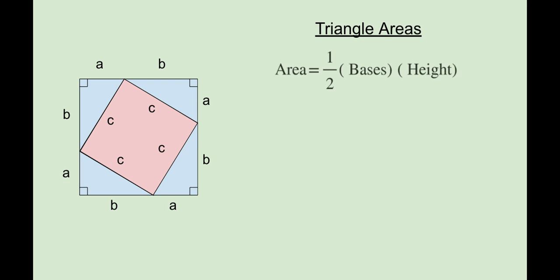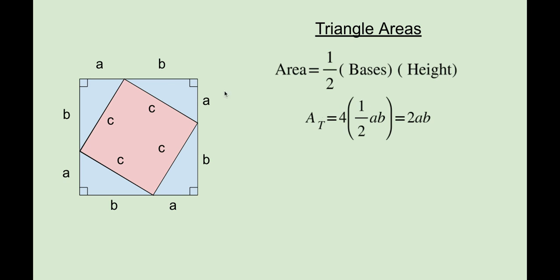Let's first find the area of this square, but we're going to do it by finding the area of the four triangles and the area of the small square. The area of a triangle is simply 1/2 base times height. I have four of them. Each one of these, the base is A, the height is B. If you went the other way, the base is B, the height is A. So no matter what, all of these blue triangles are 1/2 A times B.